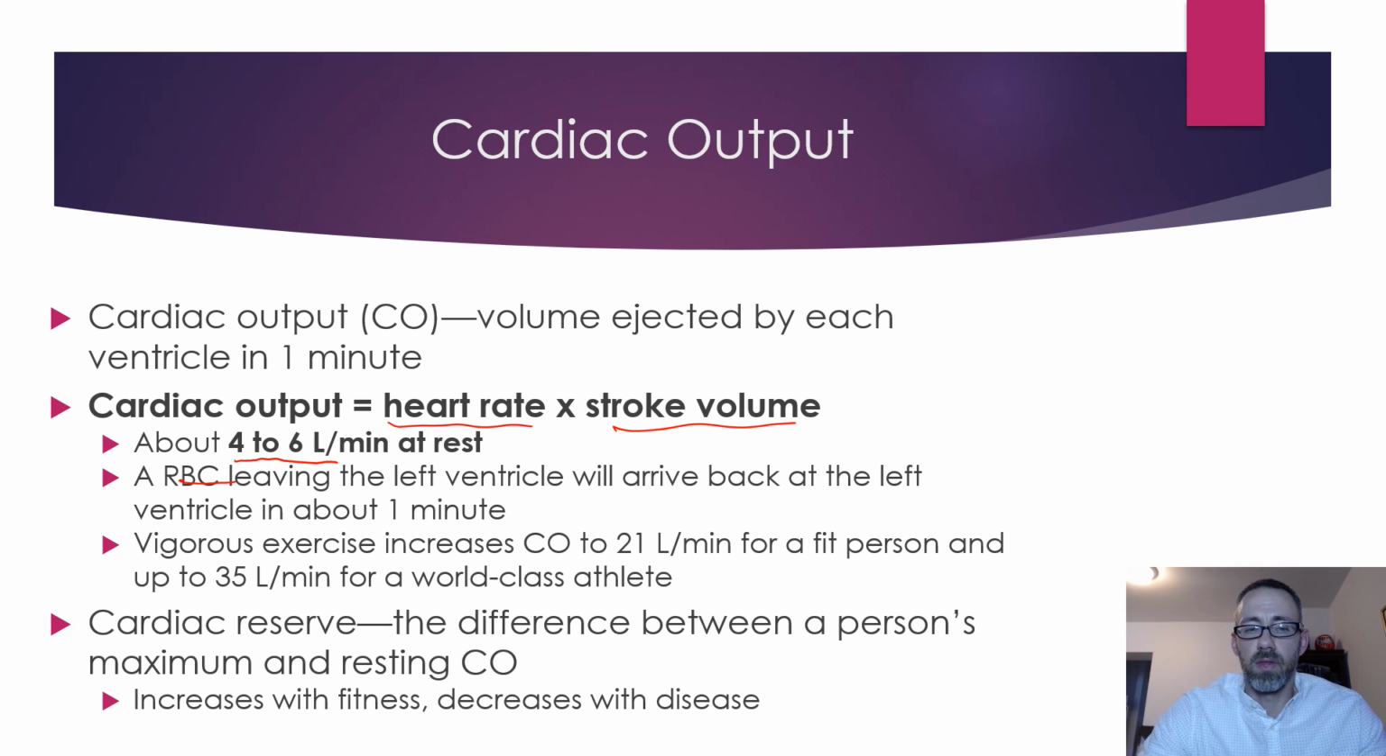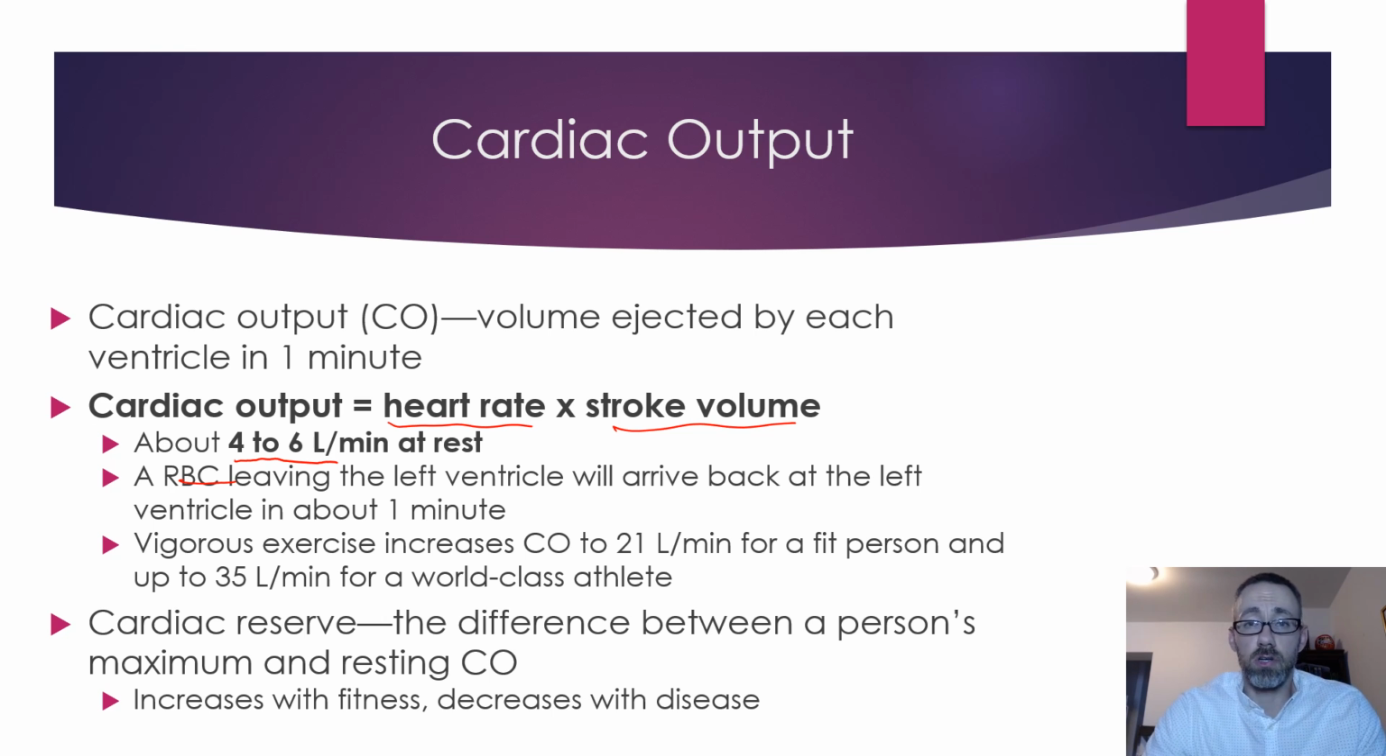Now, if you have someone who's a very well-trained athlete, like a collegiate athlete or an Olympian, they could even increase their cardiac output up to 7 times. So if their resting output is 5 liters per minute, they could increase their cardiac output upwards of 35 liters per minute. Again, that would also depend on the condition of the person.